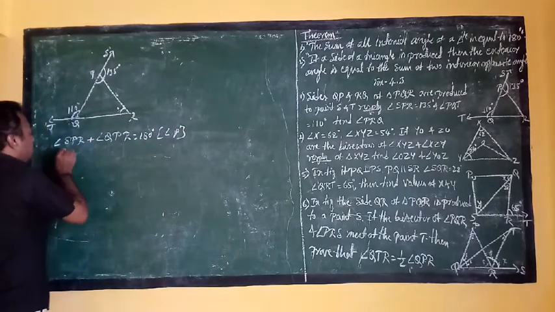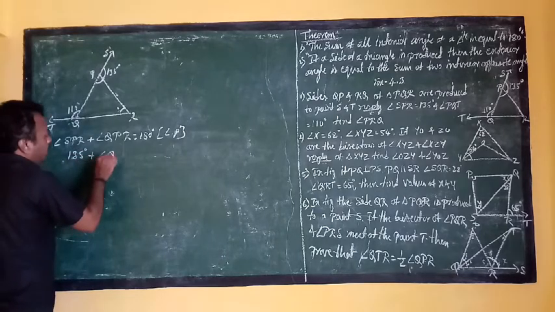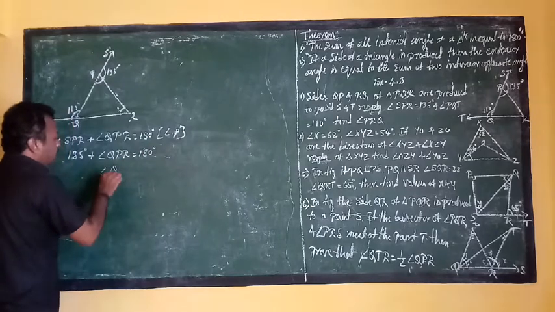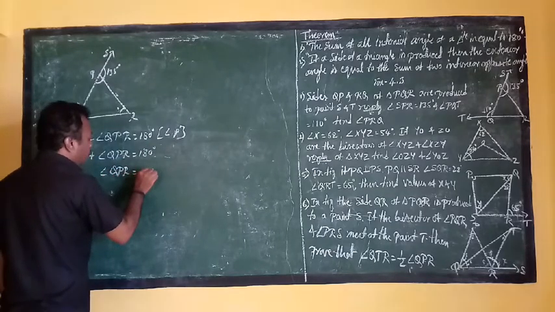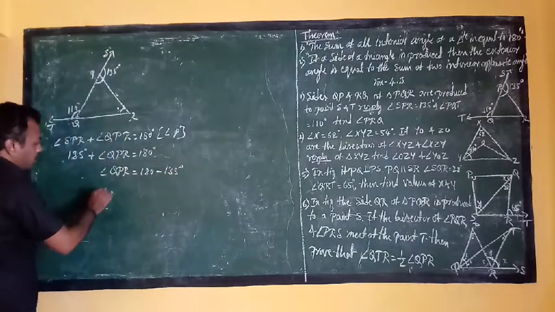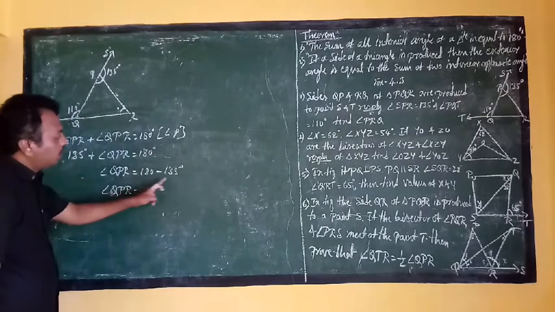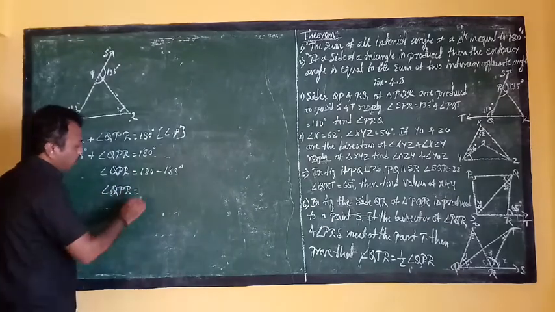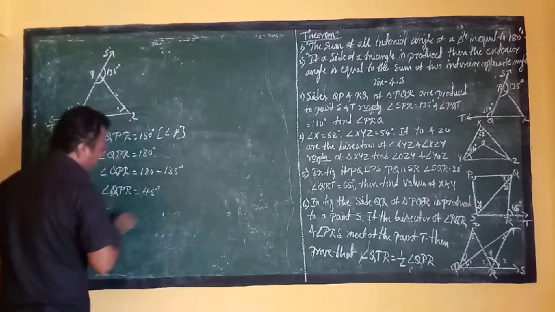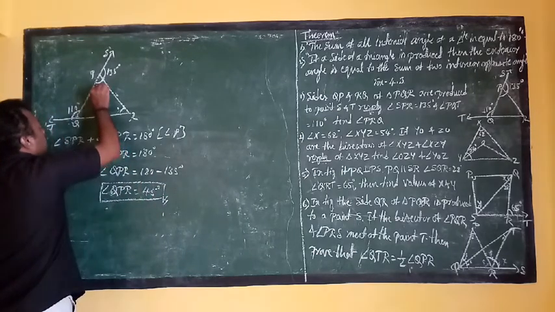Correct. So now SPR how much degree? 135 degree plus QPR we want to calculate is equal to 180 degree. So QPR is equal to 180 minus 135 degree. Therefore angle QPR is equal to 180 minus 135, it becomes how much? 45 degree. So QPR is equal to 45 degree. Okay students, this is 45 degree.